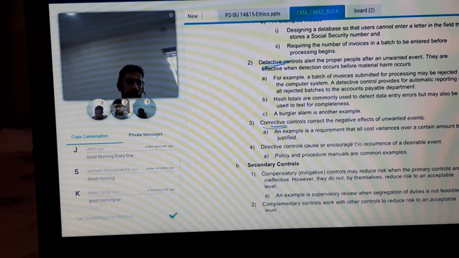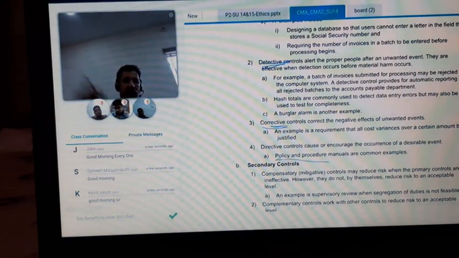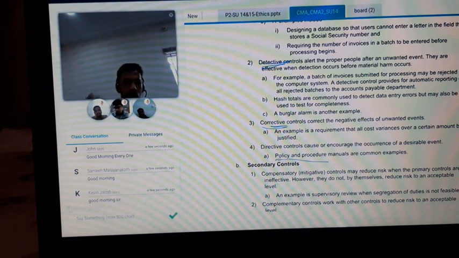When you go to any textbook to find an example of directive controls, you will always see policies and procedures. Policies and procedure manuals are common examples of directive control. They tell you what is desirable behavior, the do's and don'ts, all those things. It will encourage the occurrence of desirable events. That's directive control. You need to have that kind of control mechanism there. The policies and procedures should be there to encourage desirable events. So that is a directive example.